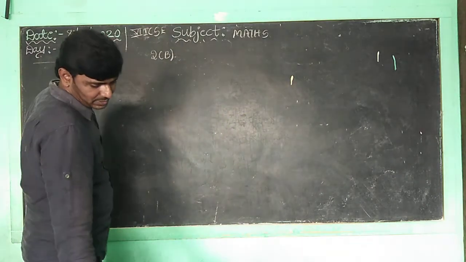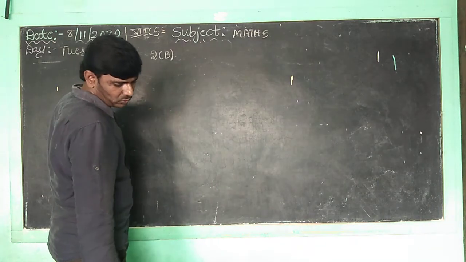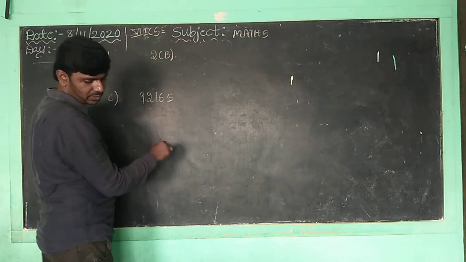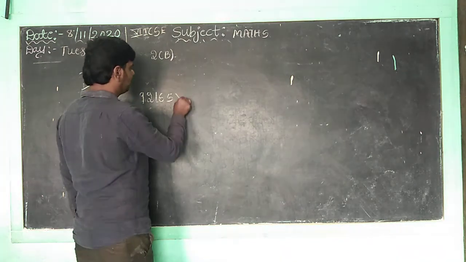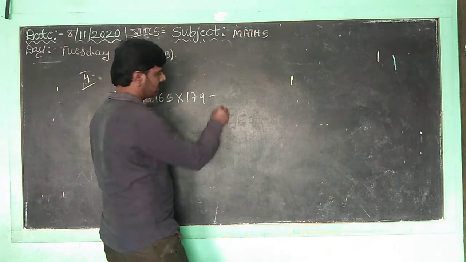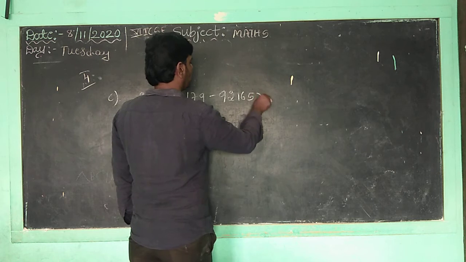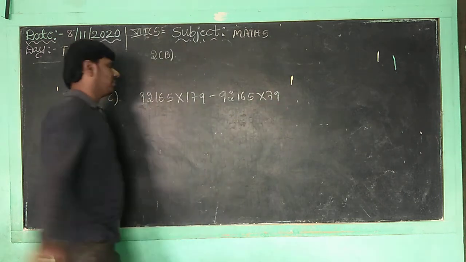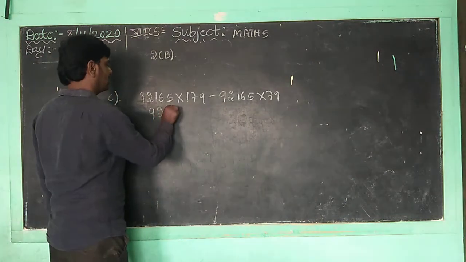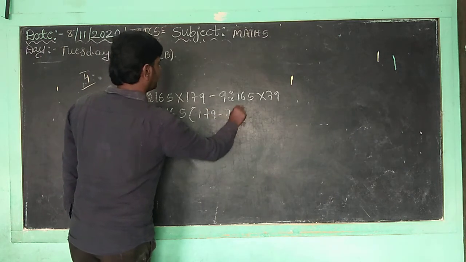Children, what is that? C is 92165 into 179 minus 92165 into 79. Children, you want to take common here. 92165 is there in both terms. So 92165 into (179 minus 79).